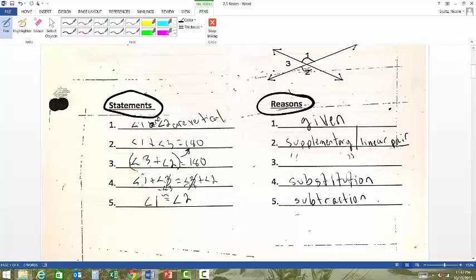So that's what we call the vertical angle proof. You just proved that vertical angles are congruent, because we could repeat this proof for the other two pair of angles as well. All right.